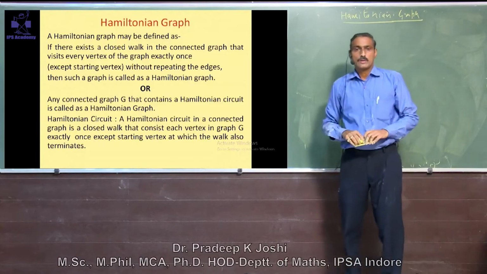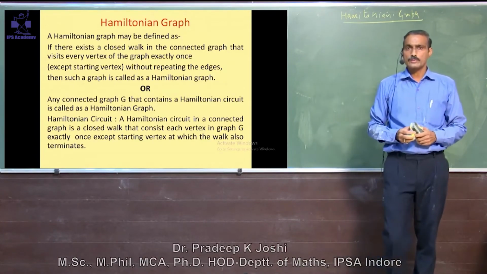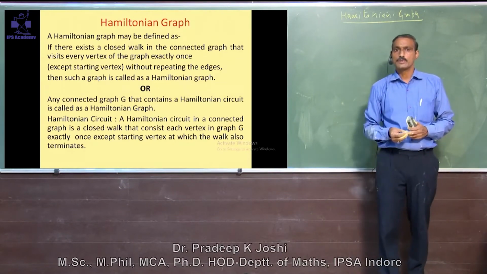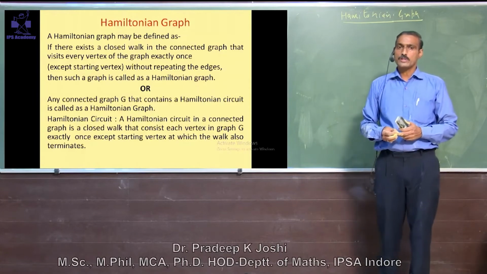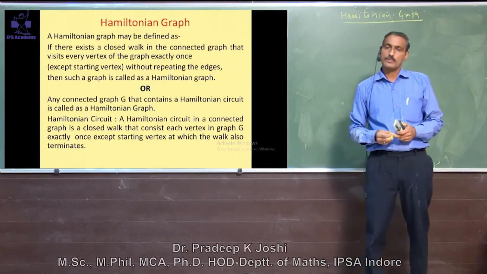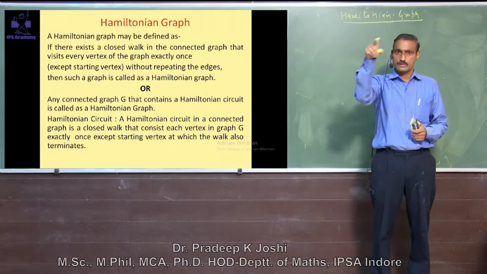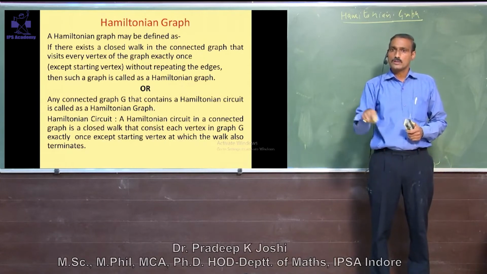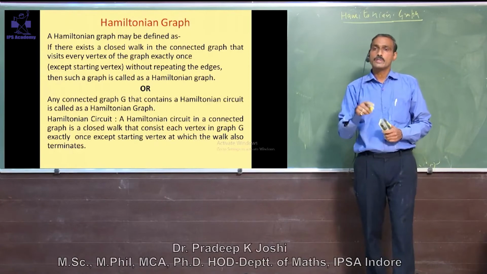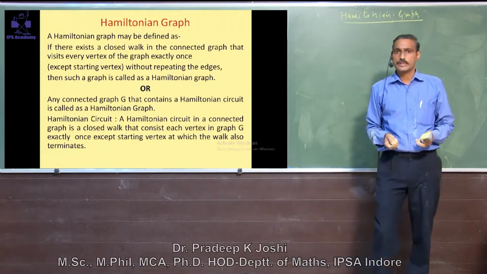Okay. A Hamiltonian graph may be defined as follows: if there exists a closed walk in the connected graph that visits every vertex of the graph exactly once except the starting vertex, without repeating an edge, then the graph is called a Hamiltonian graph. That means in a Hamiltonian graph we have to visit all the vertices and return to the initial vertex, but not repeat any edge. Such a closed walk is known as a Hamiltonian circuit.